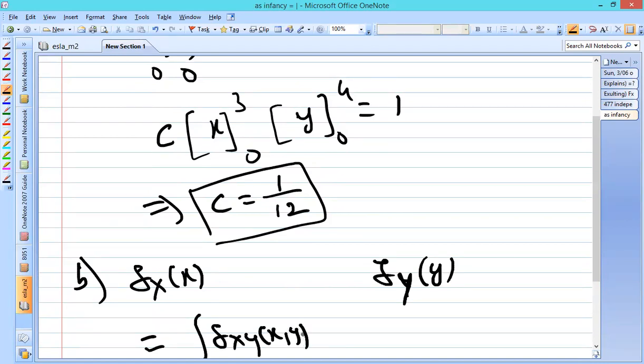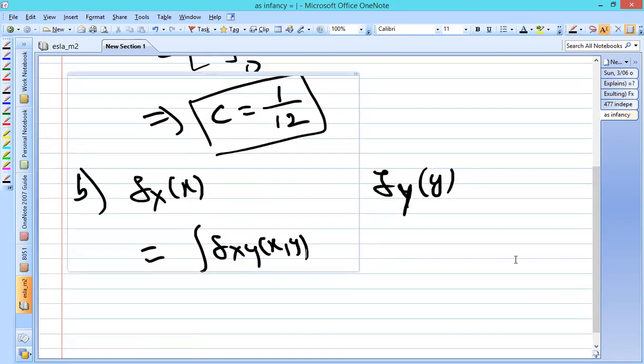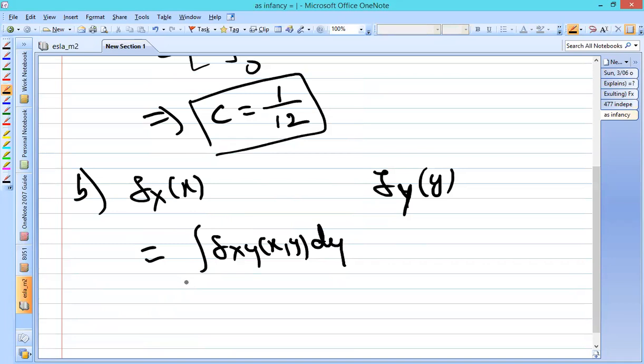It has to be integrated with respect to what? Whether you are going to integrate with respect to x or y. Y. Yes, it has to be integrated with respect to y. So what is the integral range for y? It is between 0 to 4. So 0 to 4 fxy of x comma y, which is equal to c, is substituted as 1 by 12 here into dy.